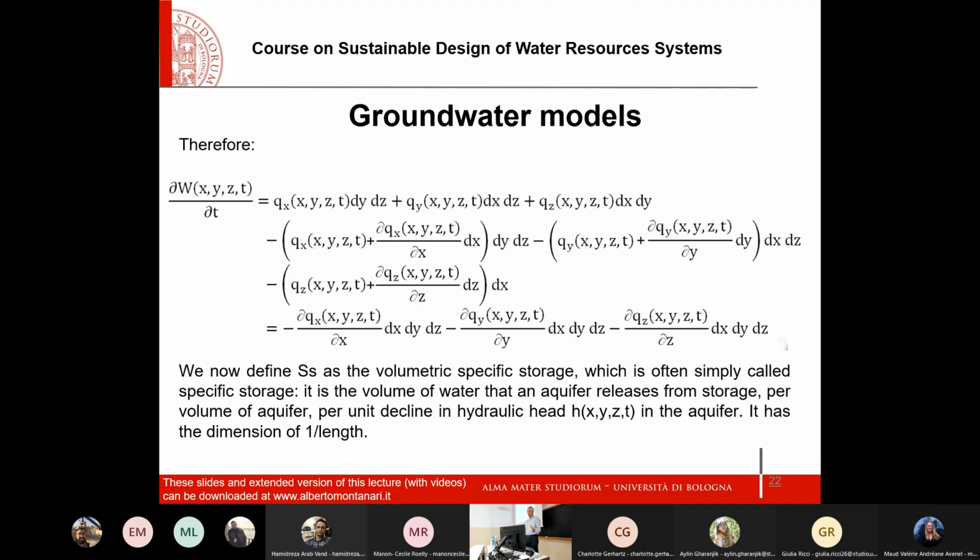Change in storage is equal to inflow. Inflow is just given by specific flow times the area. And the outflow is specific flow plus the change in specific flow times the area. It's a mass balance. With a heavy notation, it's a very simple addition. This is an addition, inflow minus outflow. And the outflow is given by inflow plus the change. It's a sequence of additions.